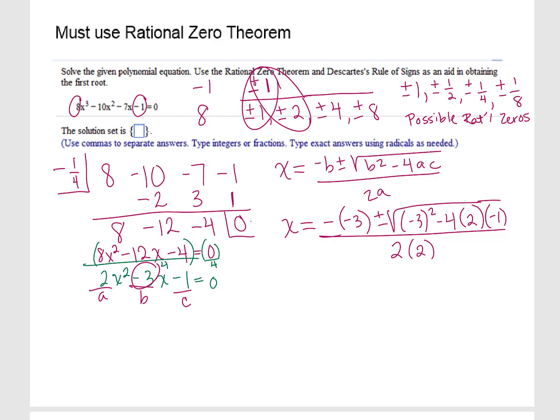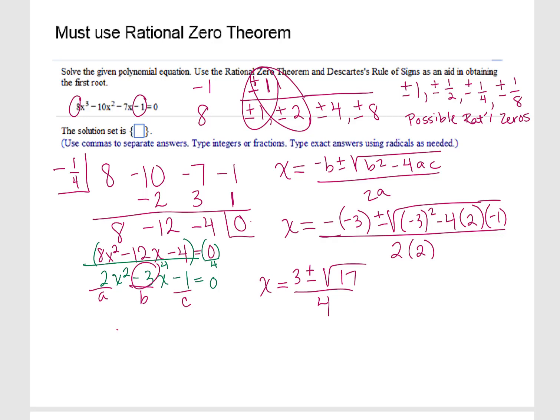Okay, simplify. So we have positive 3 plus or minus. I'm going to punch that in the calculator real quick. We got 17 over 4. And that 17 is prime, so I can't factor out any perfect squares there. There's nothing to simplify outside of the radical. So that's my other two answers.